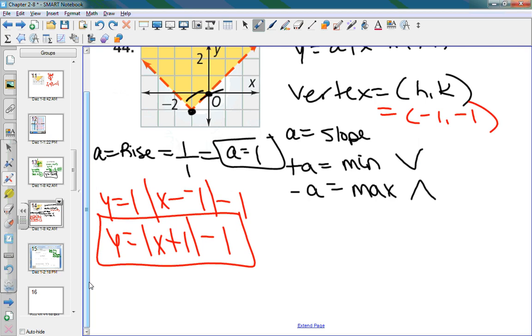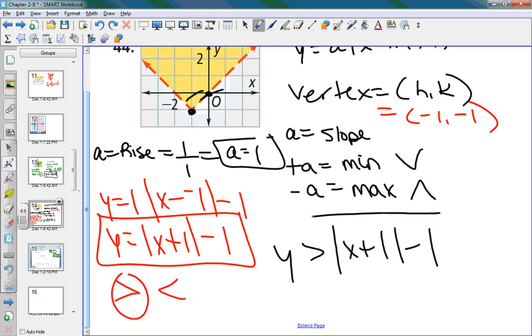There's my equation. Now my question to you is, what's the inequality? Is it solid or dotted? Dotted, which means it's strictly greater than or strictly less than. Now, which one is it going to be? Greater. Is the shading above it or below it? Above. It's above it, so therefore I'm going to have Y is greater than the absolute value of X plus 1 minus 1.